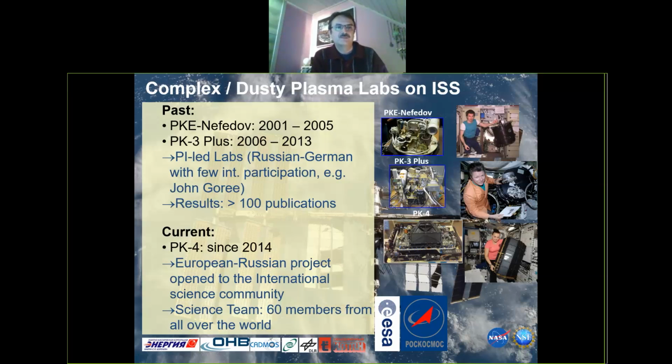So the first two laboratories, PKE-Nefedov and PK-3 Plus, they were PI-led labs. It was a Russian-German cooperation with very little international participation. Result was about 100 scientific publications, which we gained from these two laboratories. The current lab was different right from the beginning. We were proposing a so-called International Microgravity Plasma Facility in the end of the 90s to an ESA announcement of opportunities with an international team.